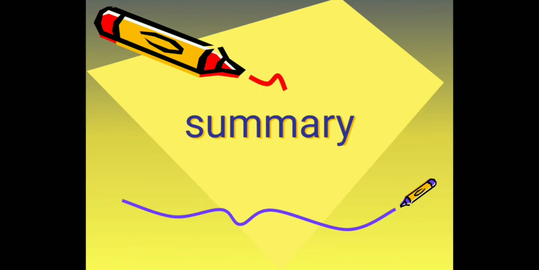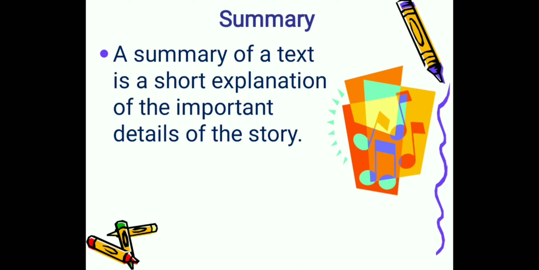Moving on to the next topic, summary. Now, what do we understand by summary? A summary of a text is a short explanation of the important details of the story. In a summary, you don't repeat all of the information and details of the story because, just like a story with too much detail, this would make a summary very boring.